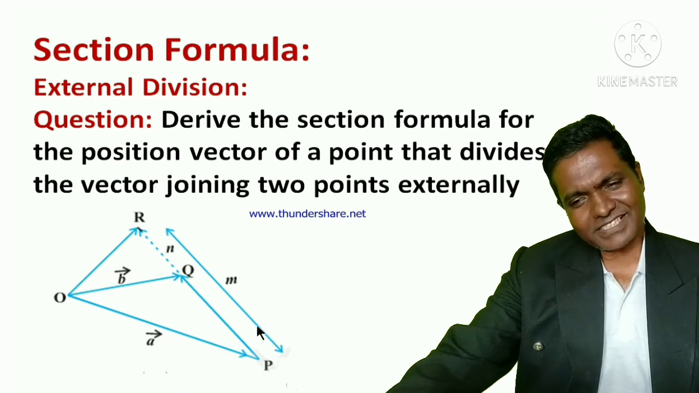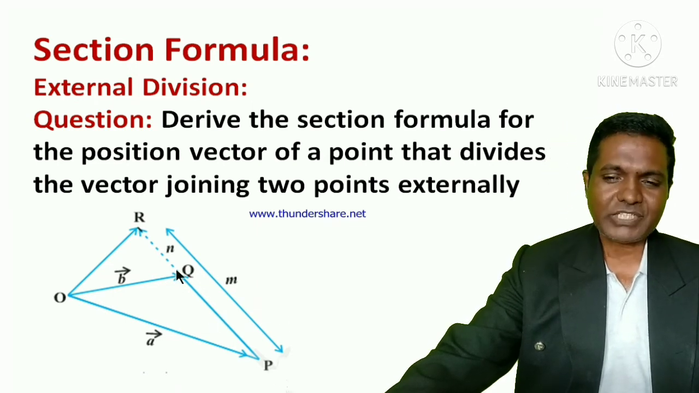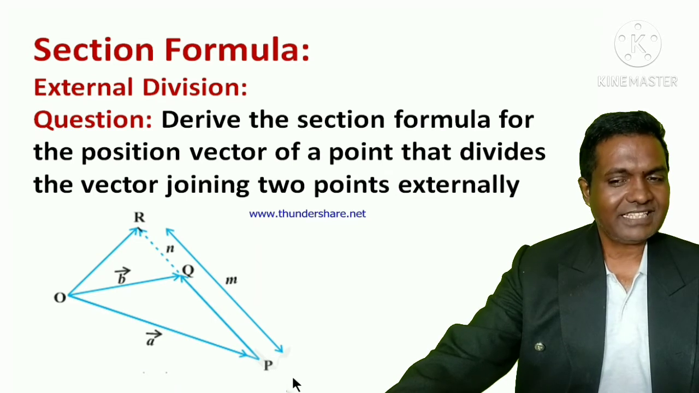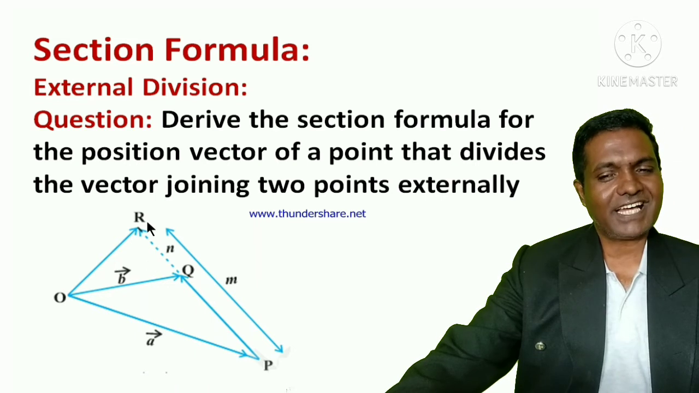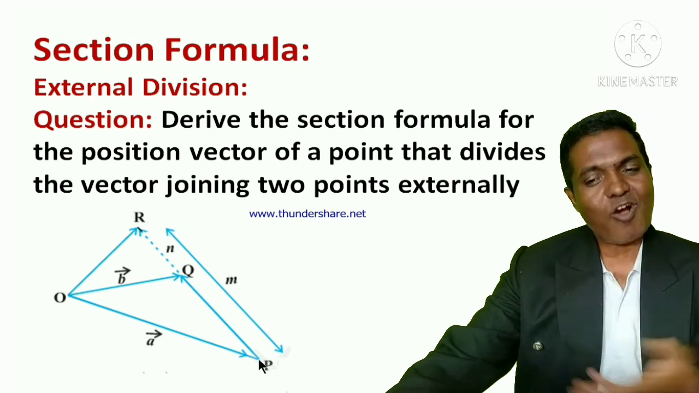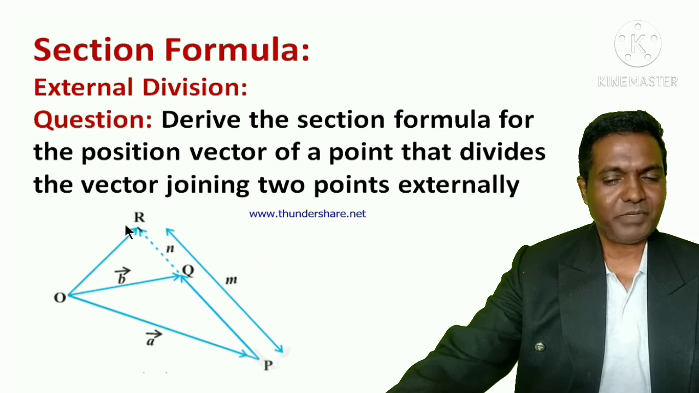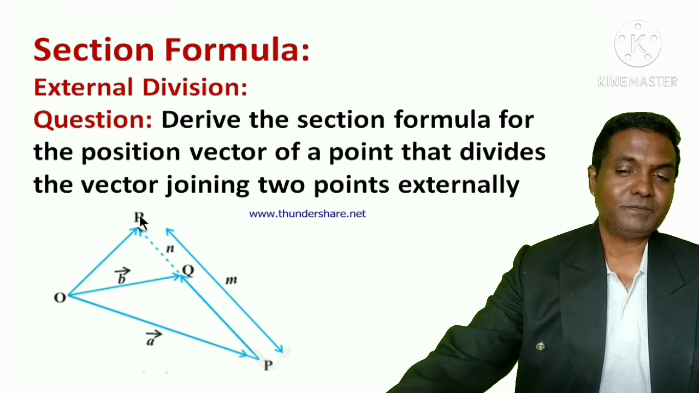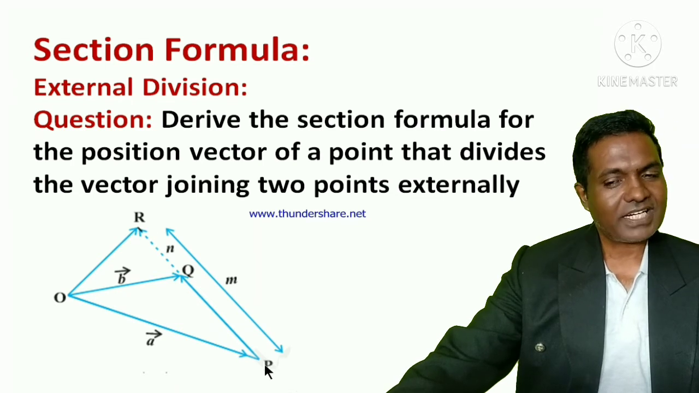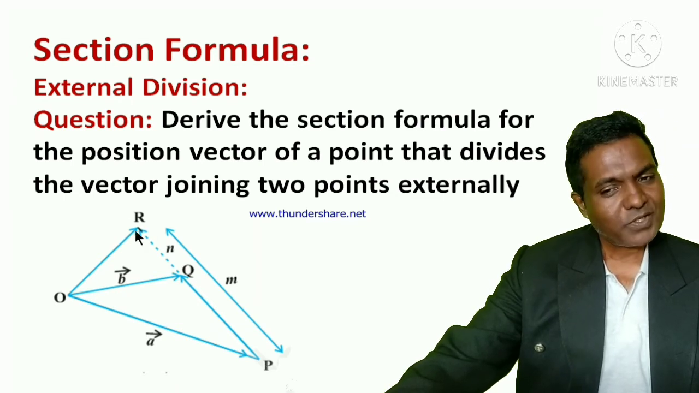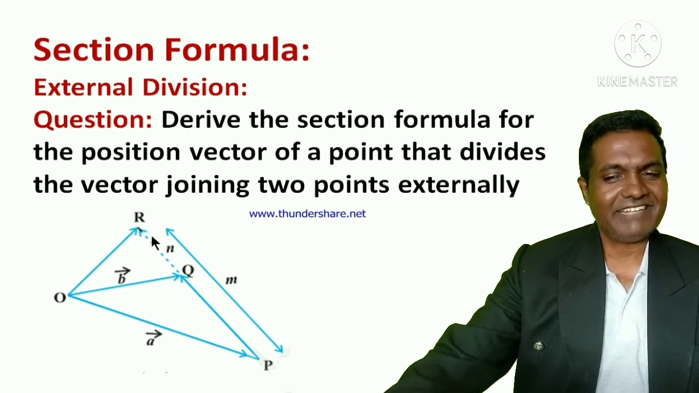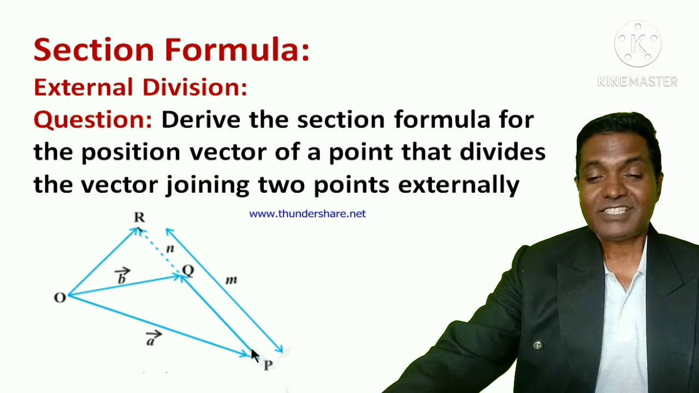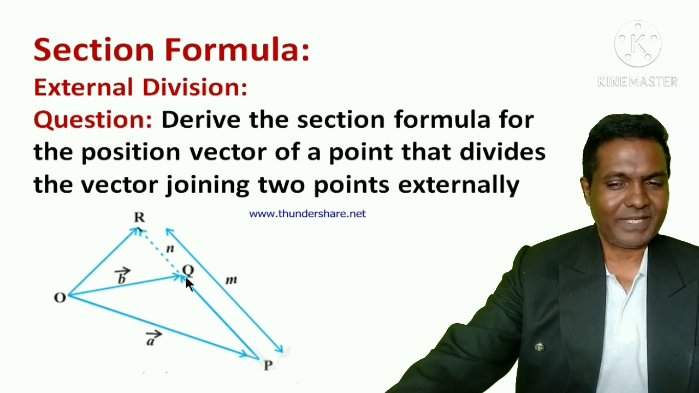So look at this. This is a vector PQ, meaning the vector joining two points P and Q. And R is somewhere here. R is the point such that it is not on the vector PQ, it is somewhere outside PQ. But look at this ratio. This R is such that the ratio of PR to QR is m is to n. That we call the external division.